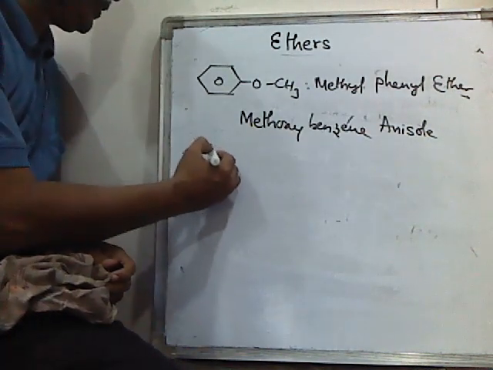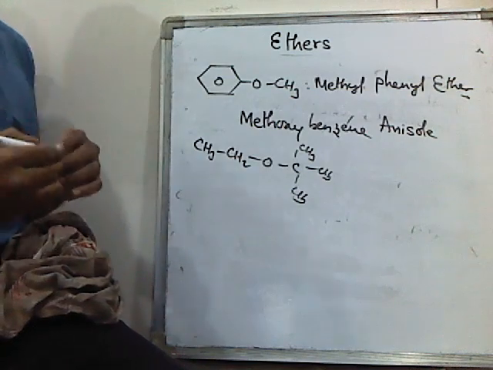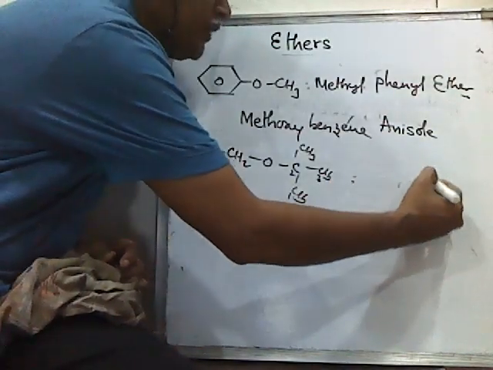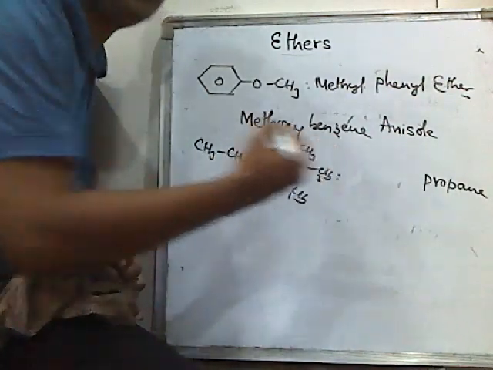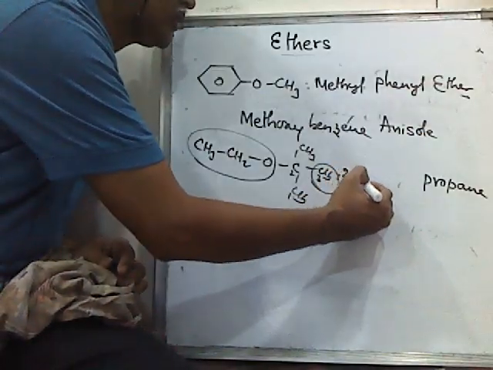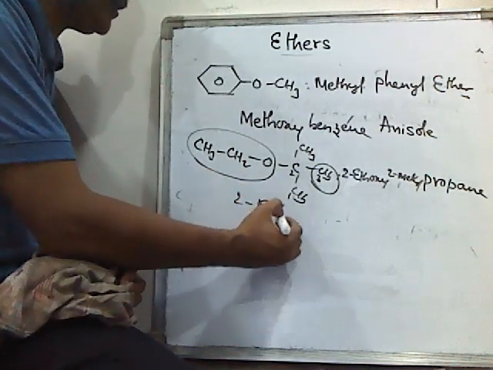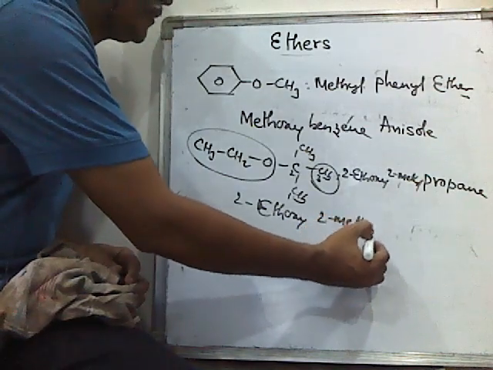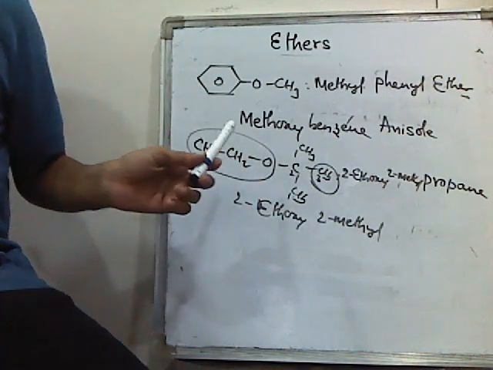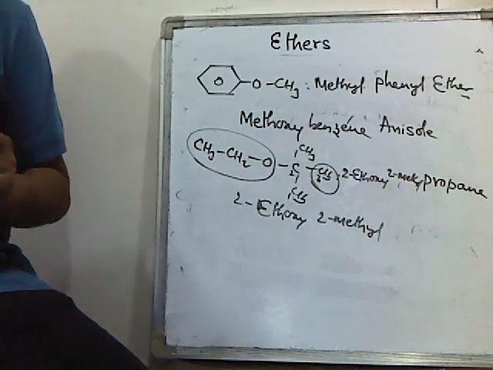Let me give one more example. CH3, CH2, CH3. Here also we have to select the longest carbon chain. 1, 2, 3. So this is the longest carbon chain. That's why propane. Now what are the substituents? In the second position one methyl group is there, and one ethoxy group is there. That's why its name is 2-ethoxy-2-methylpropane. So this is the way of naming the ethers in both ways, in the IUPAC system and in the common system.